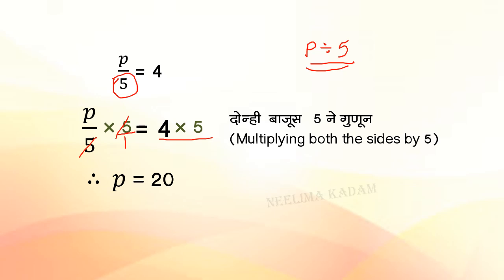So when addition is there, we have to do subtraction on both the sides. When subtraction is there, we have to add that particular number to both the sides. Similarly, when multiplication is there, we have to divide both the sides by that particular number, and for division we have to multiply.